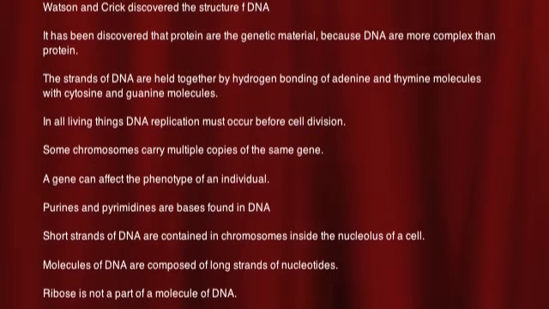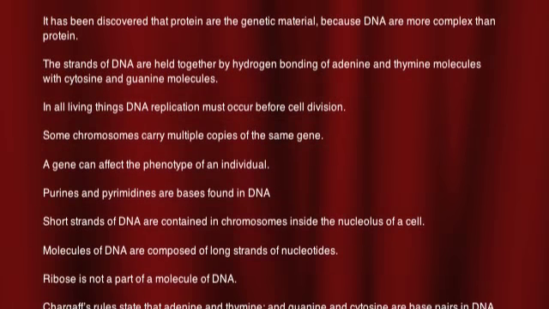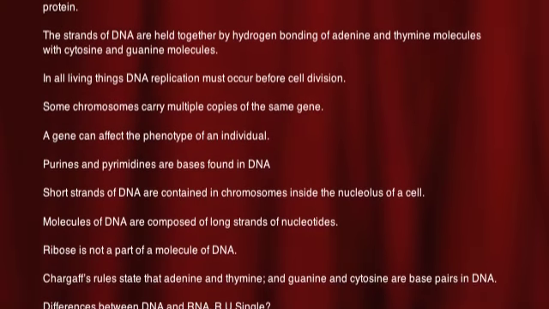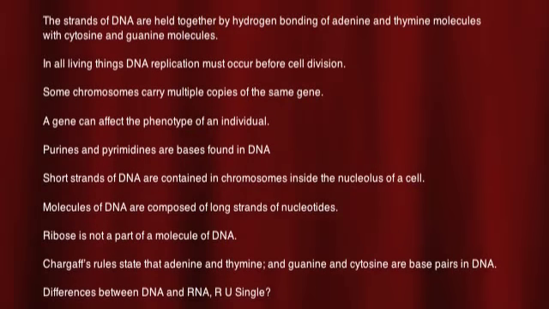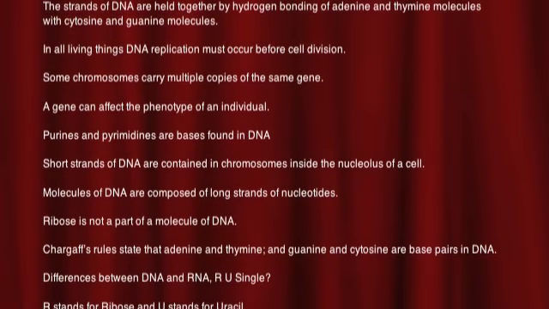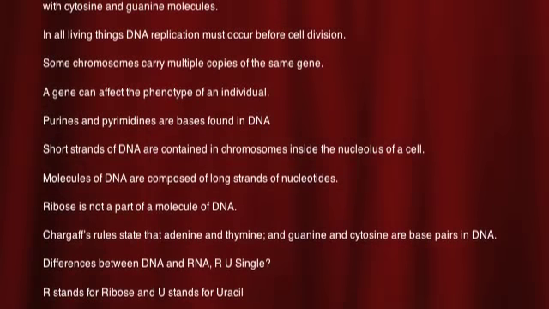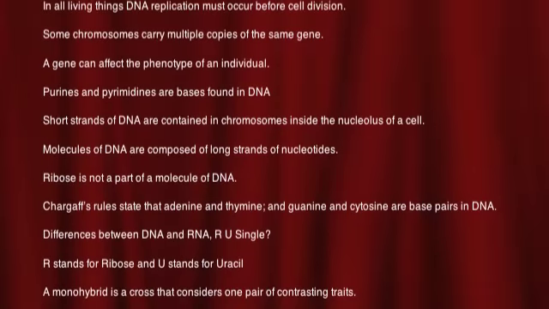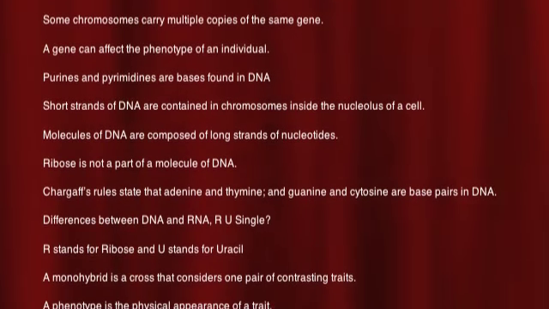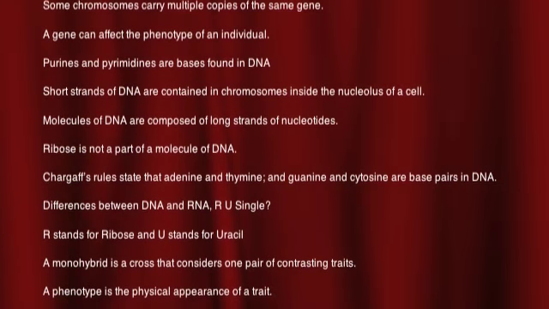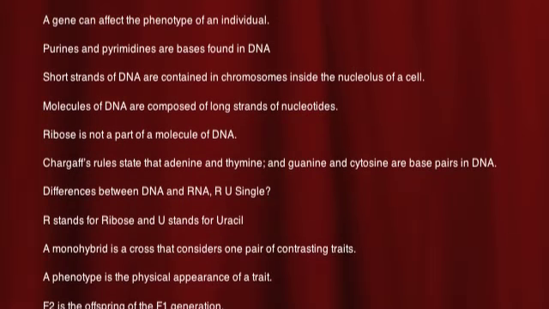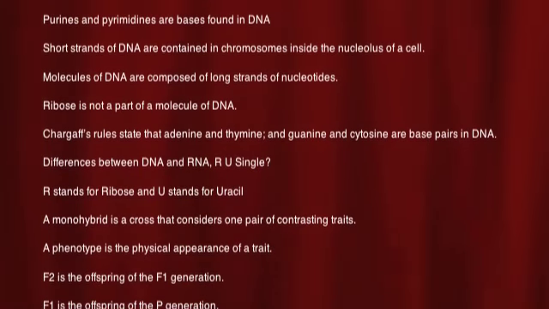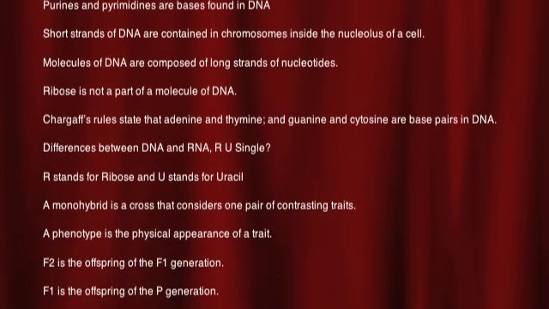Purines and pyrimidines are bases found in DNA. Short strands of DNA are contained in chromosomes inside the nucleus of a cell. Molecules of DNA are composed of long strands of nucleotides. Ribose is not a part of a molecule of DNA. Chargaff's rules state that adenine and thymine, and guanine and cytosine are base pairs in DNA. Differences between DNA and RNA: RNA is single stranded, R stands for ribose and U stands for uracil.